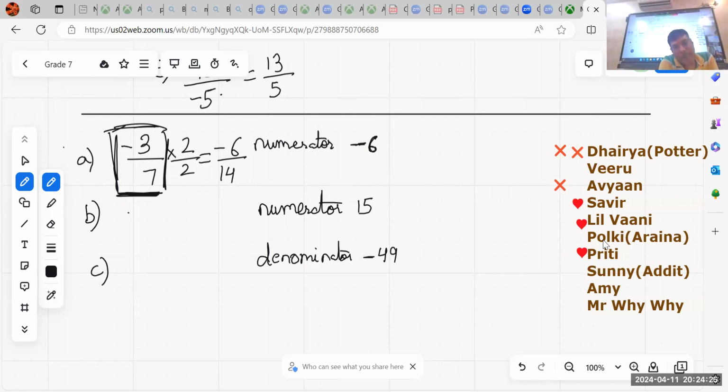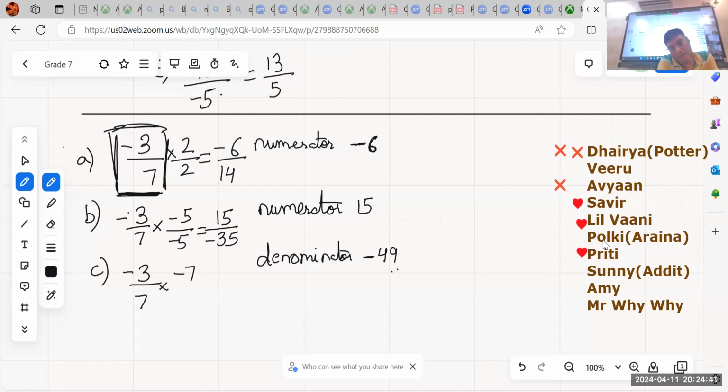So I'll multiply -3 upon 7 with -5 upon -5. So I will get 15 upon -35. That is my answer. Here I will multiply with -7. Denominator -49. Beta, you rational numbers can have denominator -49. No one is saying you can't have, but in general practice, we will make the numerator negative. But in this question, I am saying give me the denominator -49.